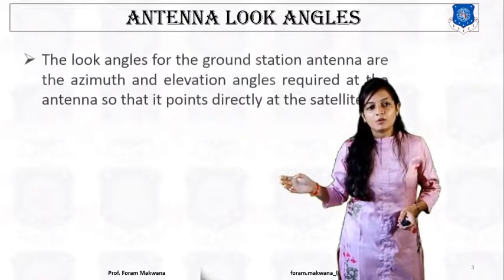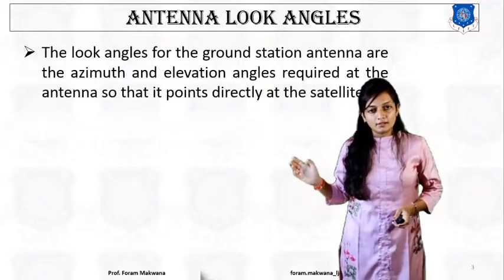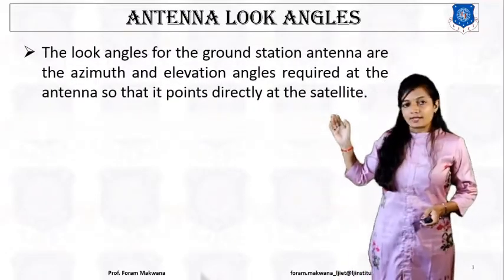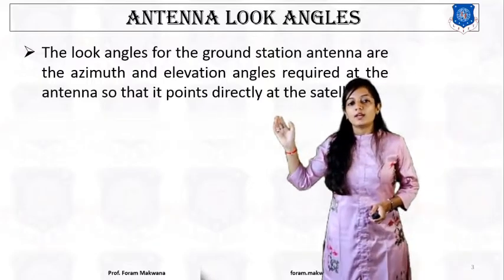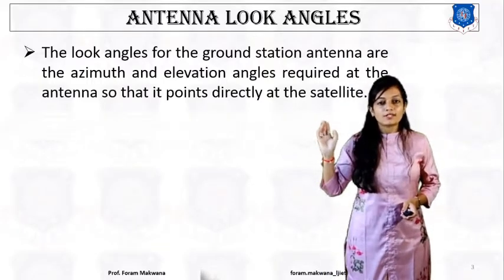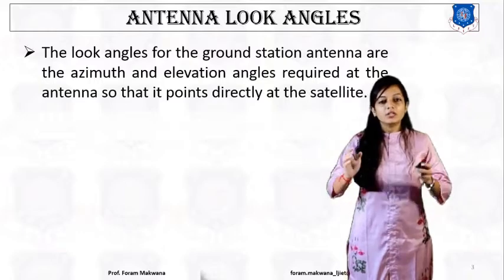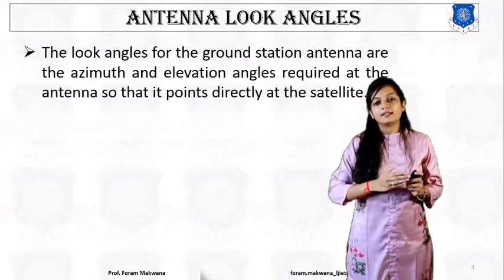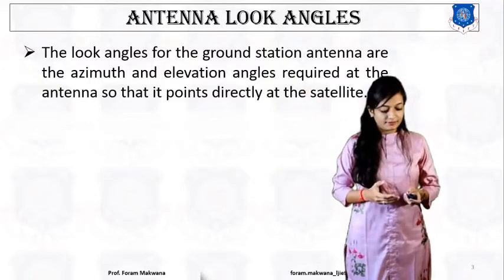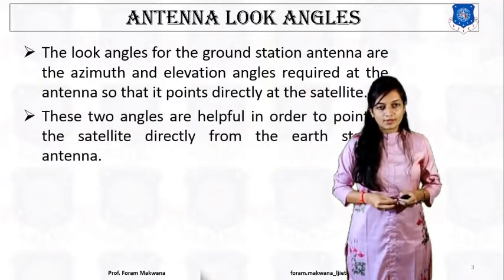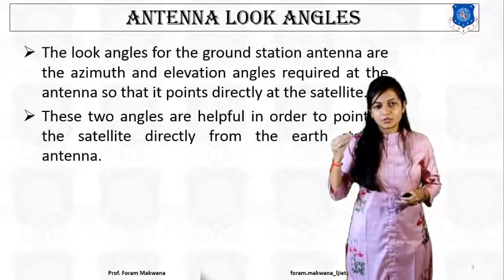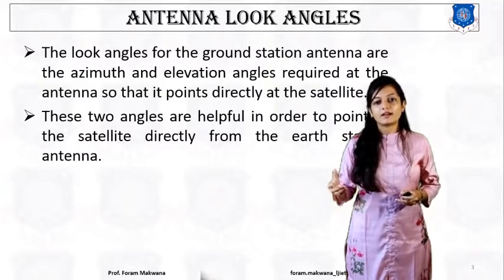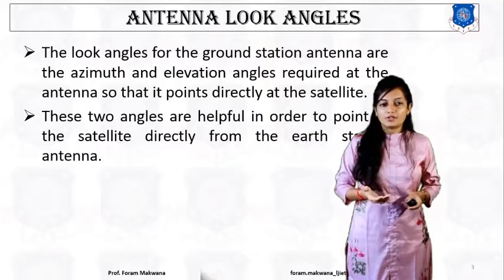We have seen in the last session the definition of azimuth and elevation angle. Now, what is the importance of antenna look angle? The look angle for this ground station antenna comprises the azimuth and the elevation angle. What is the need of it? It is required to point the antenna directly at the satellite. That's why we need to understand the two angles, azimuth and elevation.